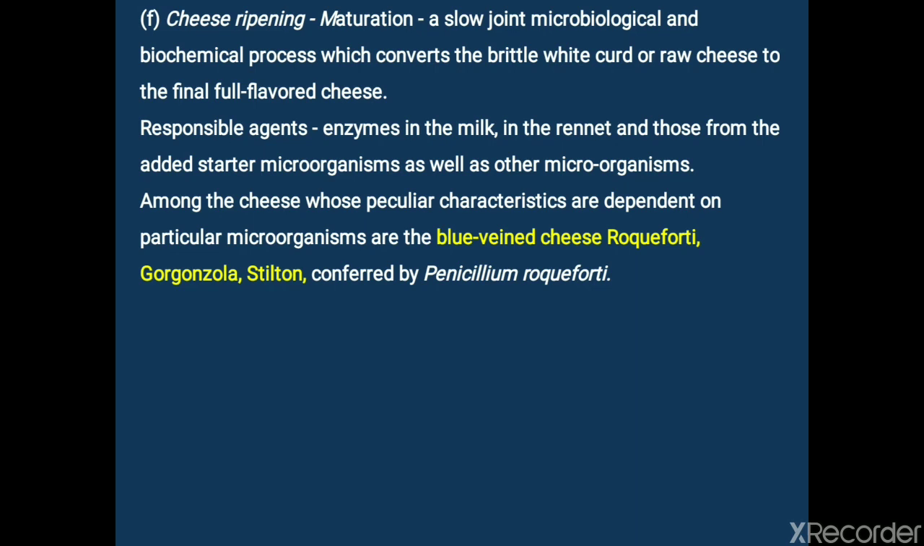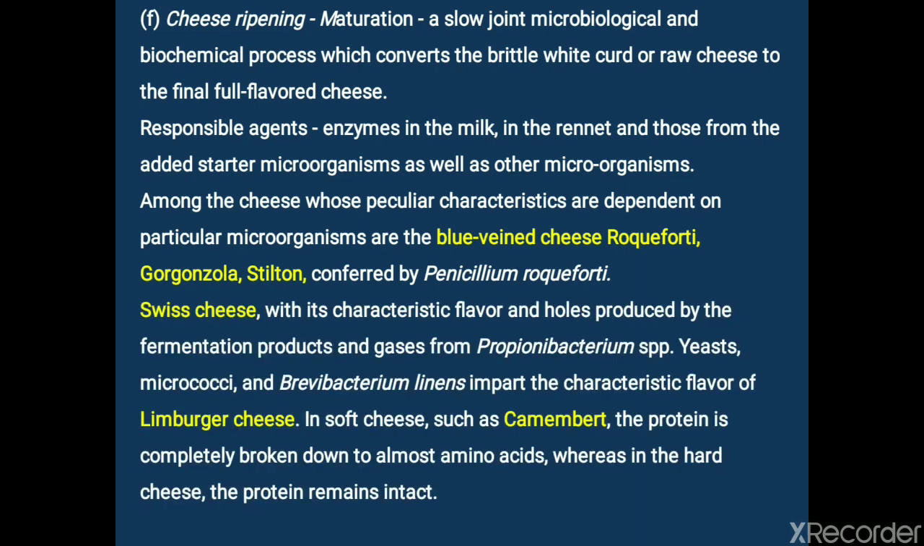Among the cheeses whose particular characteristics are dependent on particular organisms are blue veined cheese or Roquefort cheese. Other examples are also listed. So this blue vein cheese, as the name indicates, contains blue patches due to the growth of a fungus called Penicillium roqueforti, which is responsible for the maturation of this cheese.